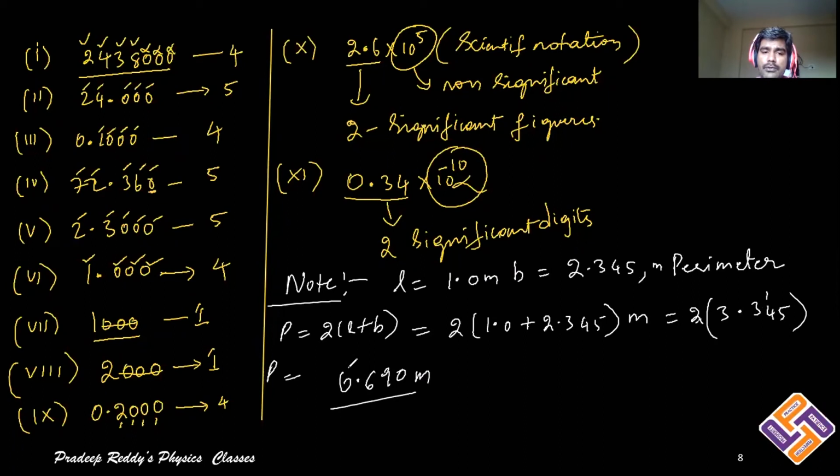Now, according to significant figures, in the first length which you are measuring, there are only two significant figures, and in the breadth there are four significant figures. In length there are two significant figures, in breadth there are four significant figures, and in the final answer, how many significant figures are there? Four significant figures. But you should not write this with four significant figures. You should write it with only two significant figures. So therefore I'll simply write it as 6.7 meter, which has only two significant figures.